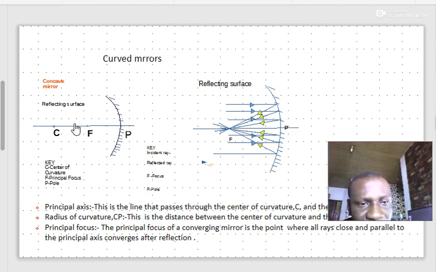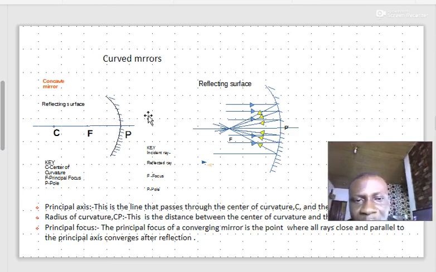An object is usually placed in front of the reflecting surface. In this mirror, the mirror was cut from a sphere. The sphere has a center, or a circle has a center. The distance from the center of the circle to any point on the circumference of that circle is known as the radius of the circle.